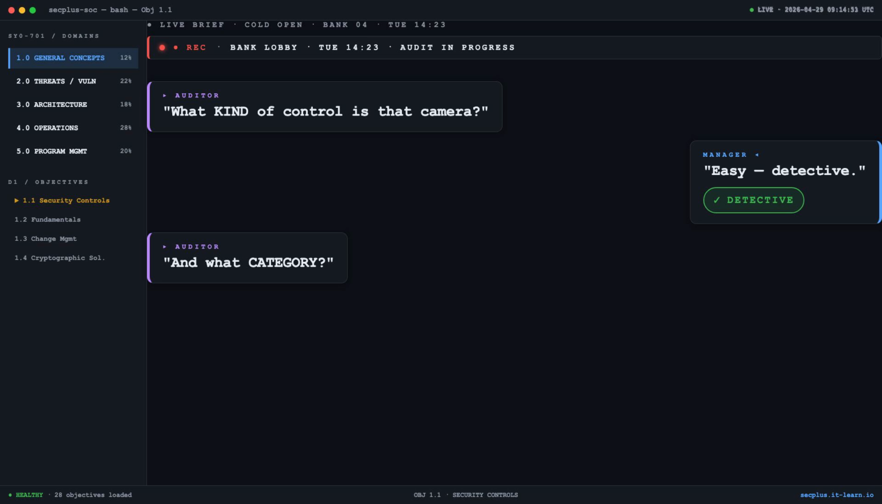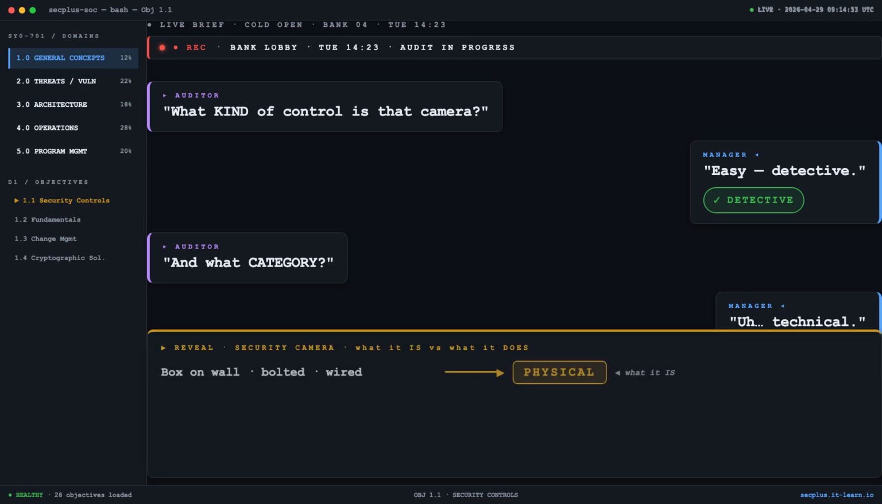He hesitates. He says, technical. She circles something, wrong answer. That camera is physical. It's bolted to a wall. It's got a wire running out the back. The thing it produces, a recording, is detective. The thing it is, a box on a wall, is physical.